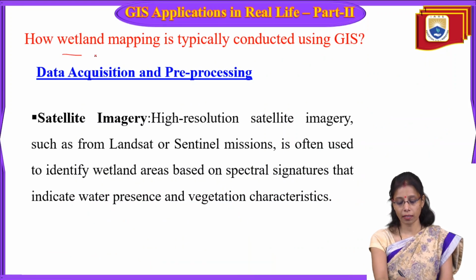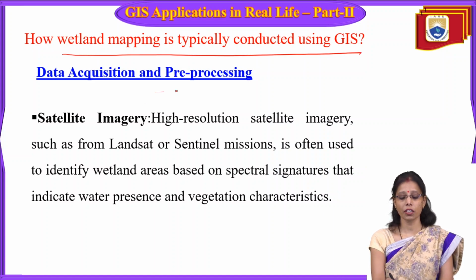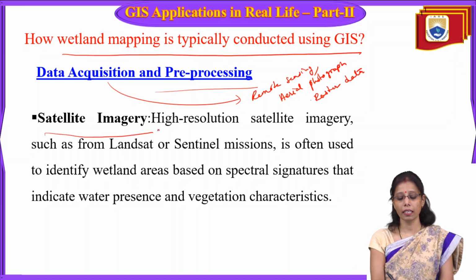Now, how is wetland mapping typically conducted using GIS? First, data acquisition and pre-processing. What is data acquisition? Data acquisition is done with the help of remote sensing, aerial photography, and different types of raster data. This data is acquired, and later the pre-processing of this data is done.